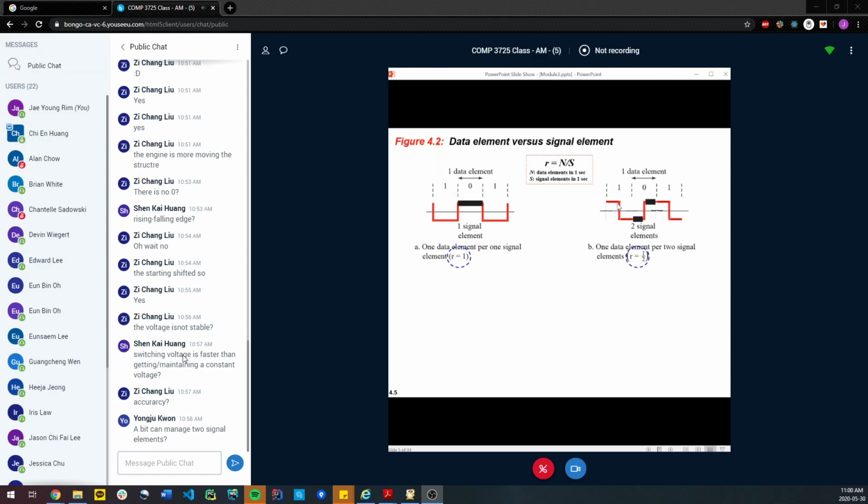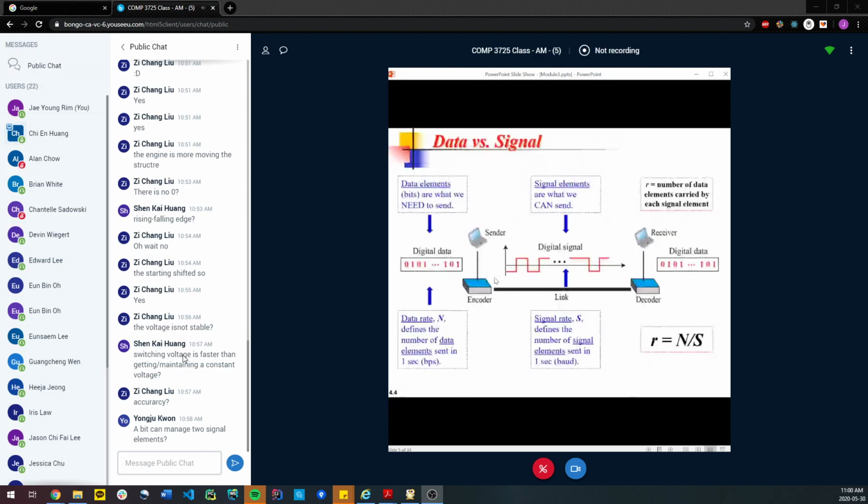Is it more changes can have more bits or more representations of bit sequence? Not at all. In fact, R is half. Remember we motivated R should be high. R should be a very large value. We want R to be as large as possible. In this previous slide, we want to carry the most number of bits possible for every signal level.